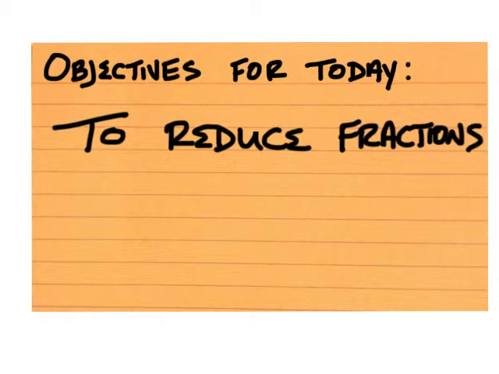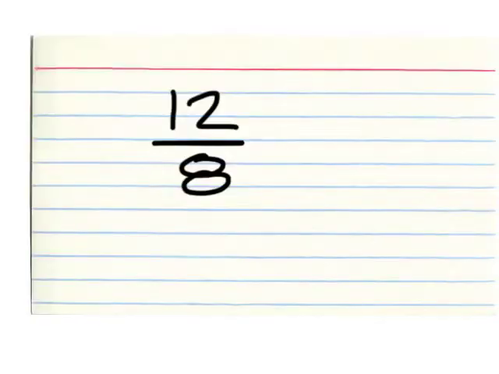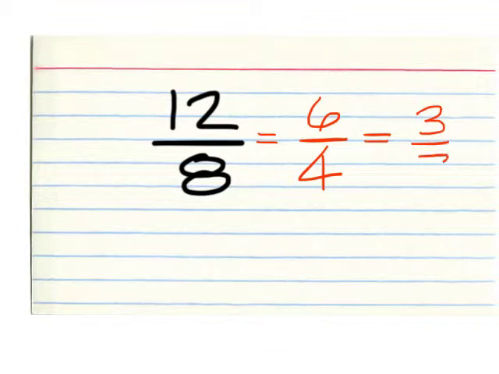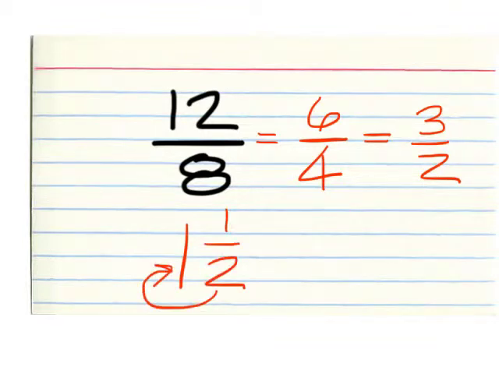Objectives for today are to reduce fractions, so it should be a simple day, but yet a much needed review. Example 1. 12 over 8. If you don't know where to start, and you know they're both even, then you can just cut them in half and make it 6 over 4. And if you still have even numbers, you can still cut them in half, 3 over 2. And then change it to a mixed number. 2 into 3 once, with 1 left over. And double check it backwards. 2 times 1 is 2, plus 1 is 3. And it matches there.